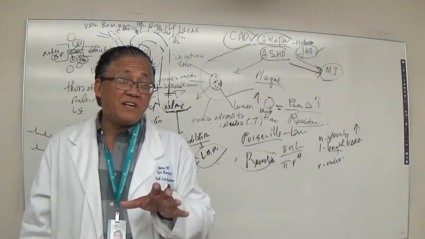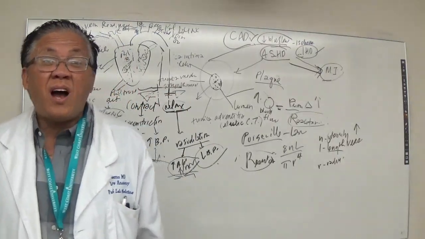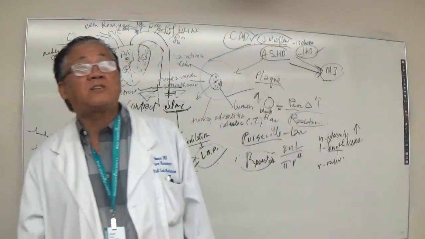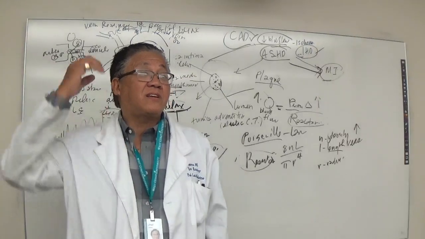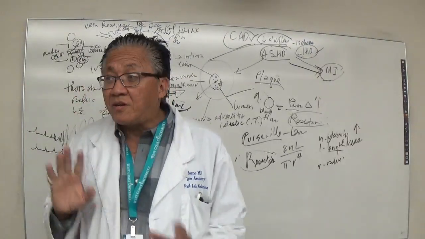In other words, what I'm trying to say is, do not, I repeat, do not exercise a leg where you suspect or have diagnosed thrombophlebitis, because it will cause the clot to become a traveling clot. Pulmonary embolism will occur. Does that make sense? Do you understand what I'm trying to say here?